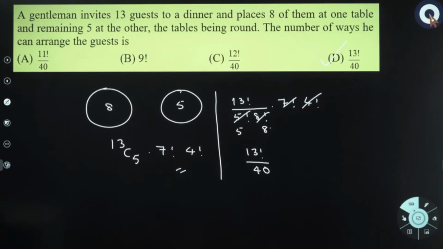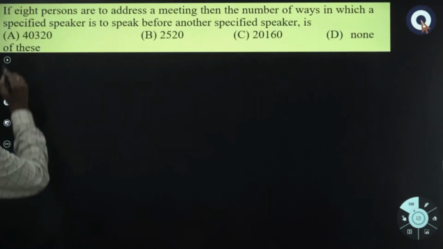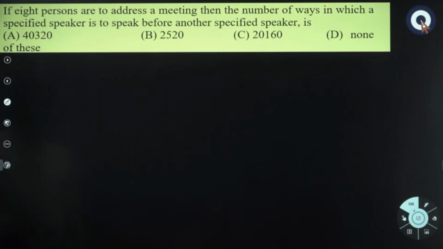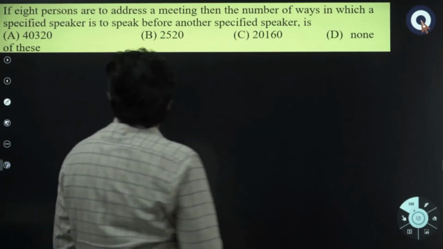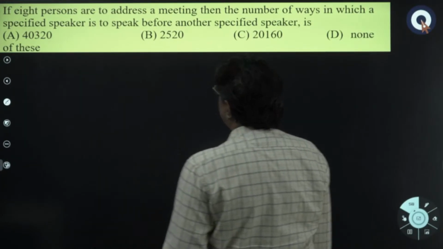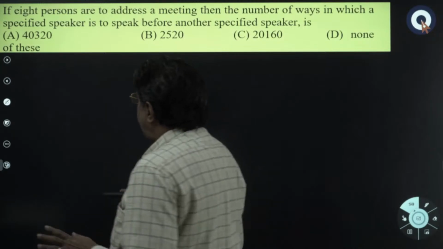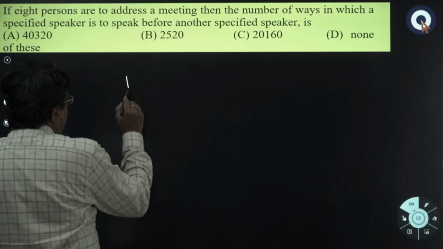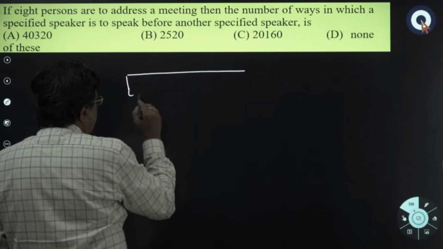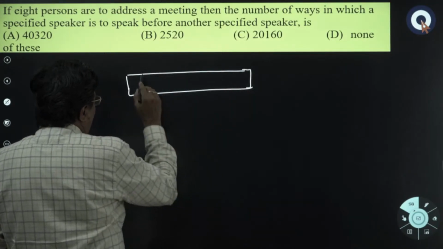Now let us see the next problem. If 8 persons are to address a meeting, then the number of ways in which a specified speaker is to speak before another specified speaker. See, there are 8 people, and it is the question of filling up of 8 blank spaces.